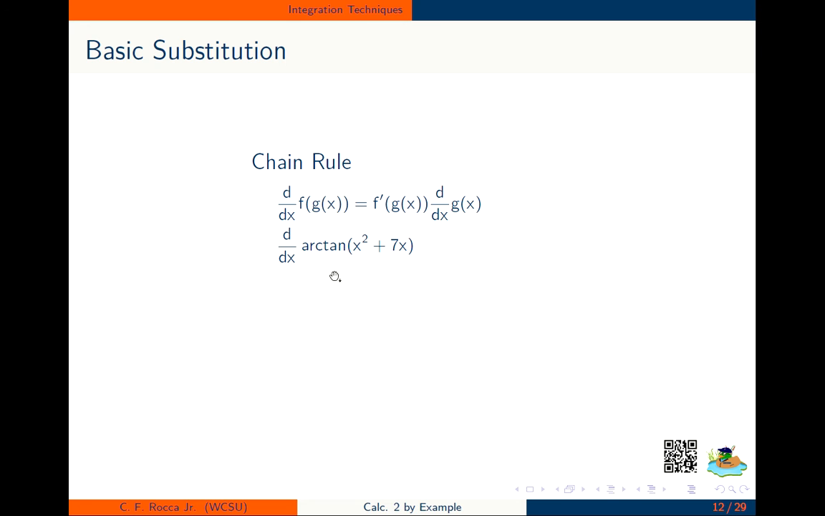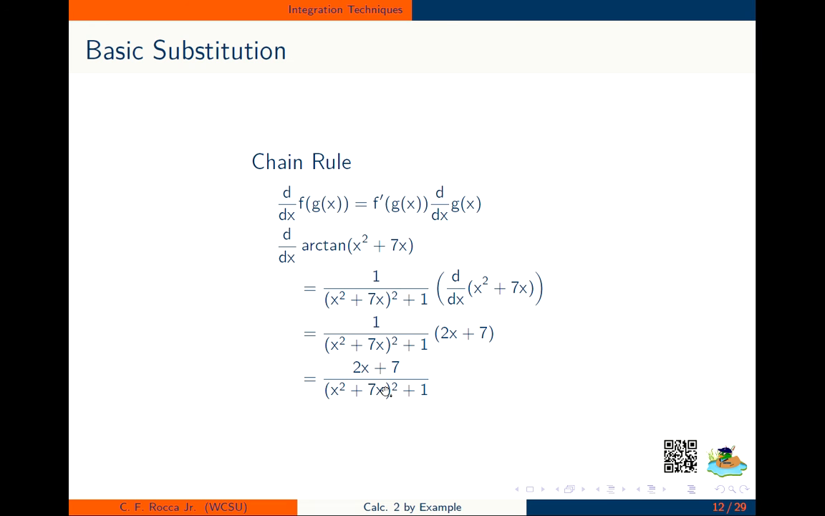So for example, if I take the derivative of arctangent of x squared plus 7x, so this is a composition of two functions, it's the derivative of arctangent, which is 1 over the input squared plus 1, multiplied by the derivative of x squared plus 7x, which is 2x plus 7. And so this is the result. We could do a little algebra and maybe try and clean that up, but that's the answer. Okay, so this is the chain rule.